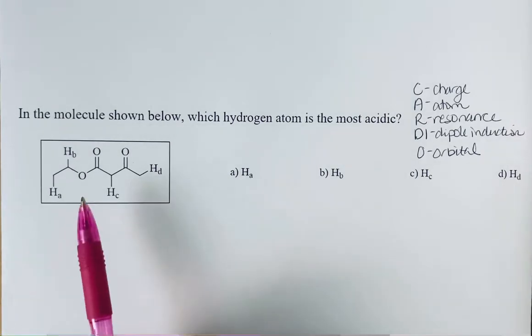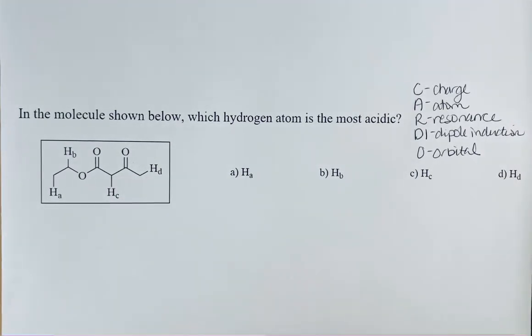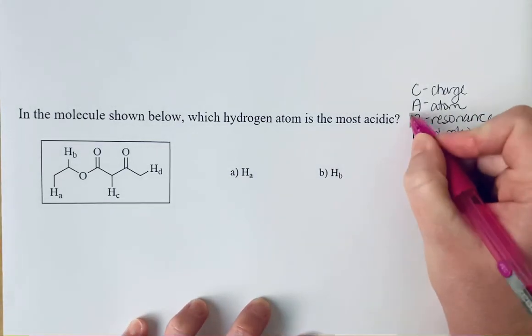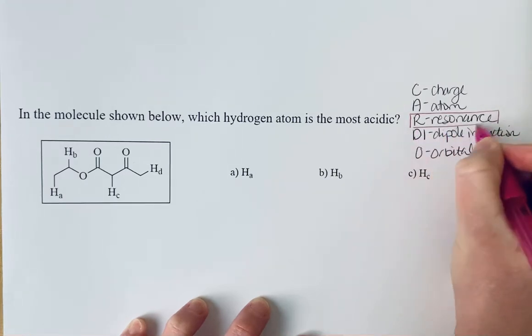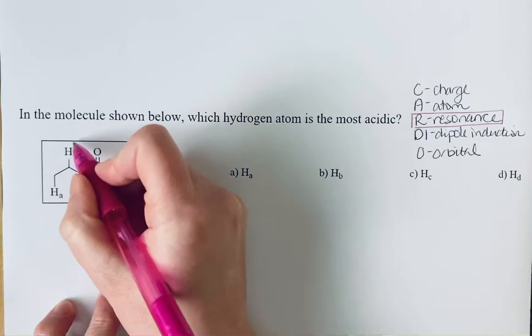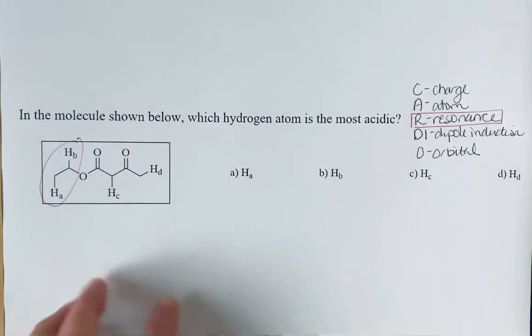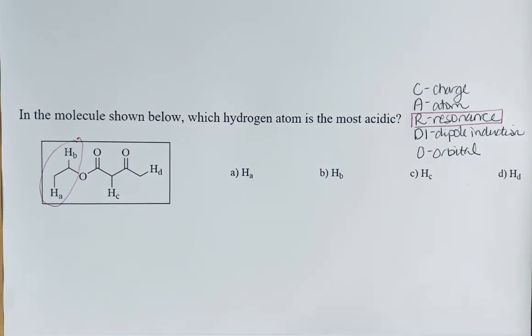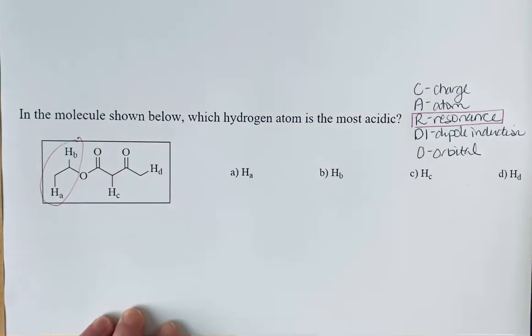Since we have carbonyls in this molecule, we have the possibility of resonance stabilization if we remove one of the hydrogens that's alpha to the carbonyl. So resonance is going to be important here. That's what we're going to be looking at as our main factor. So with that, we should immediately eliminate A and B because these do not have resonance stabilization. They are not alpha to the carbonyl.